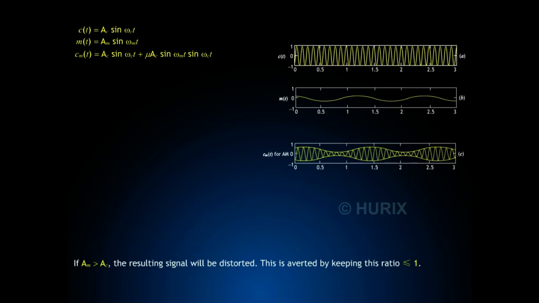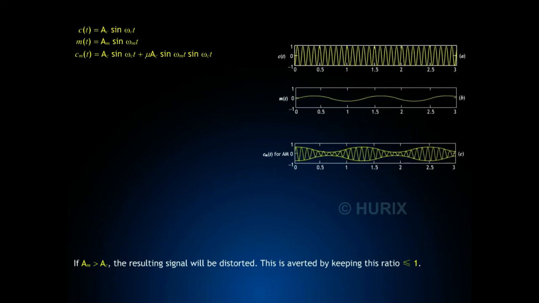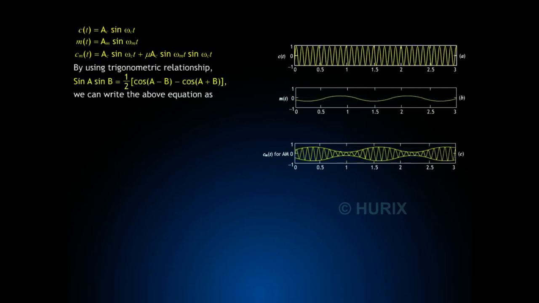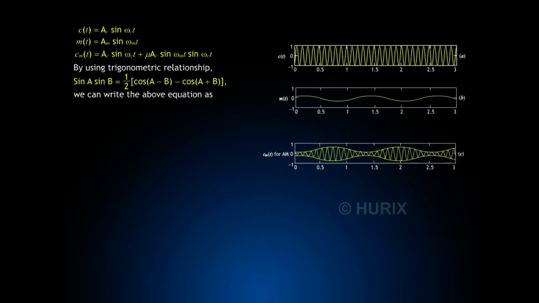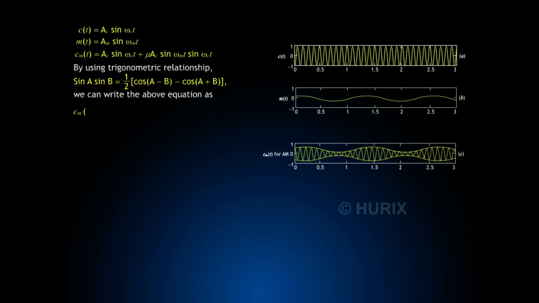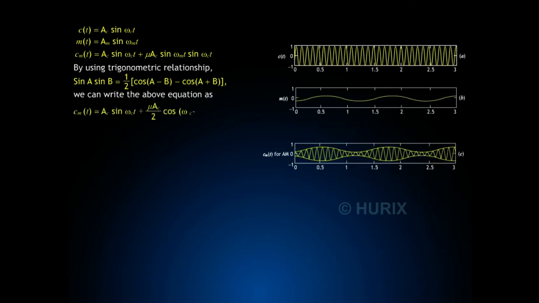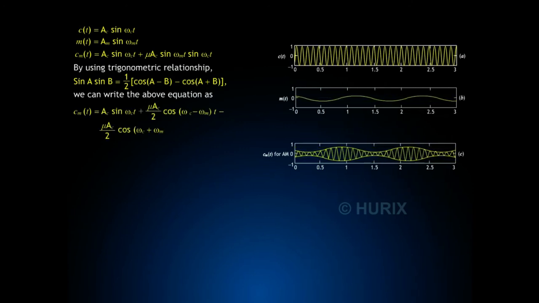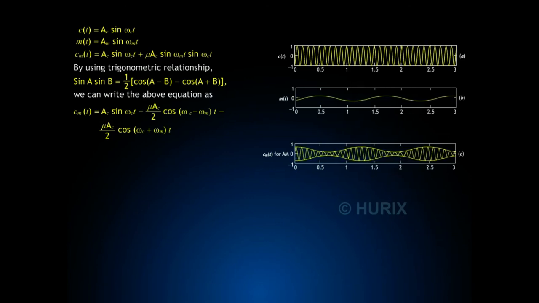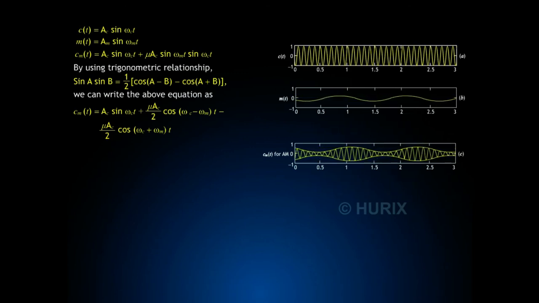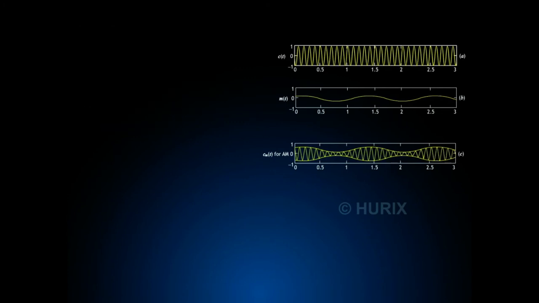If Am is larger than Ac, the resulting signal will be distorted. This is averted by keeping this ratio less than or equal to 1. By using the trigonometric relationship, sin A times sin B is equal to half of cos(A minus B) minus cos(A plus B), we can write the above equation as cm(t) equals Ac sin(ωc t) plus μAc divided by 2 cos((ωc minus ωm)t) minus μAc divided by 2 cos((ωc plus ωm)t).